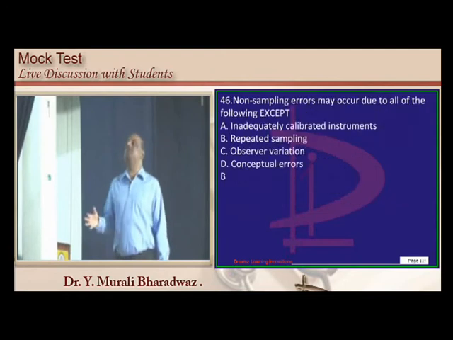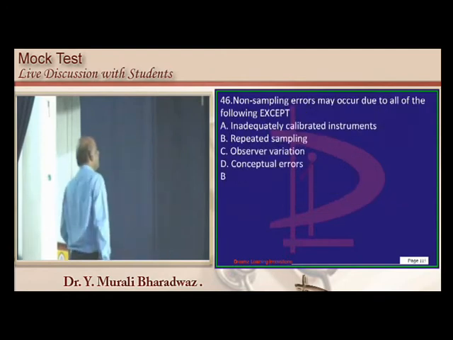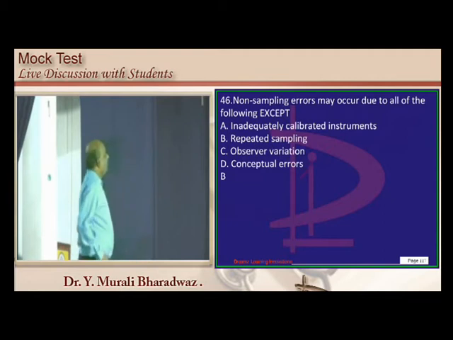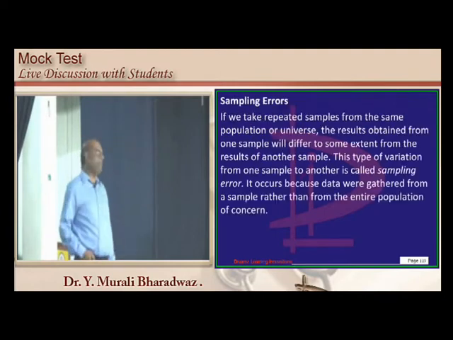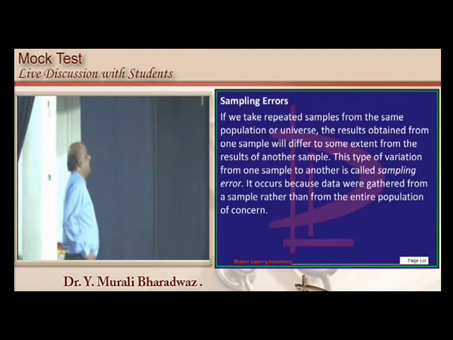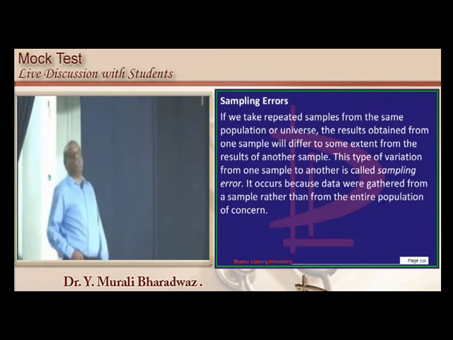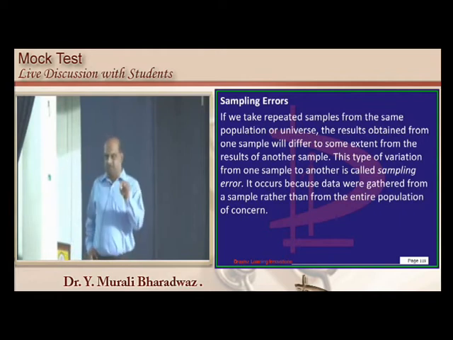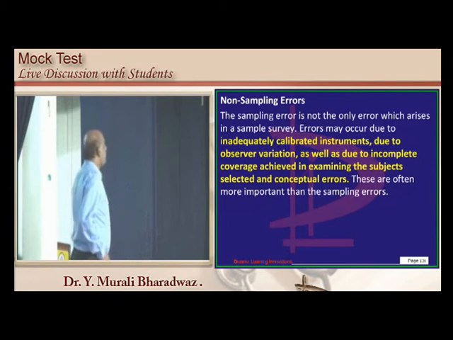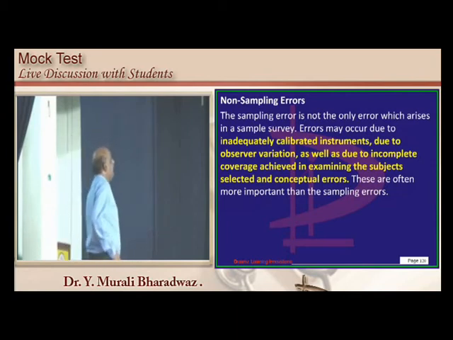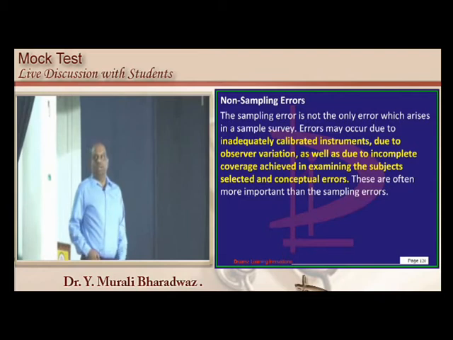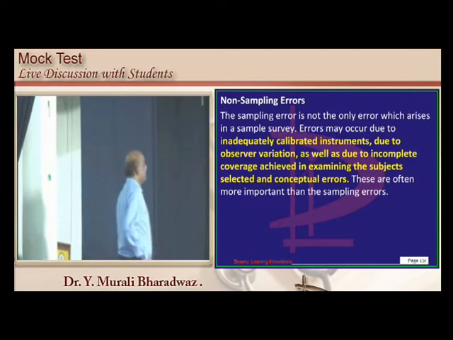What are sampling and non-sampling errors? So basically one sample differed to some extent from the results of another sample. This kind of variation is called sampling error. And why does it occur? Because the data is gathered from a sample instead of the entire population which needs to be evaluated. Whereas non-sampling errors, why do they basically occur? Instruments used are different, observer variation, incomplete coverage, etc. They are all the reasons.